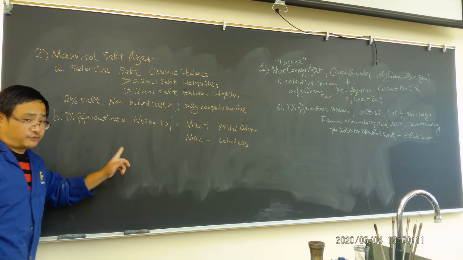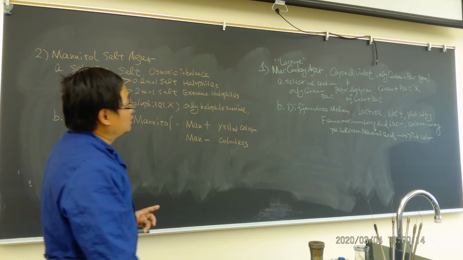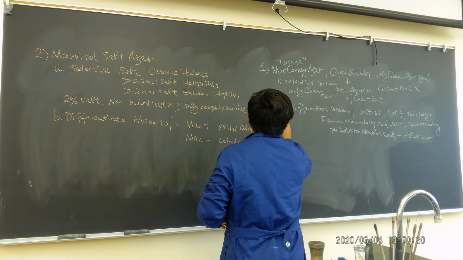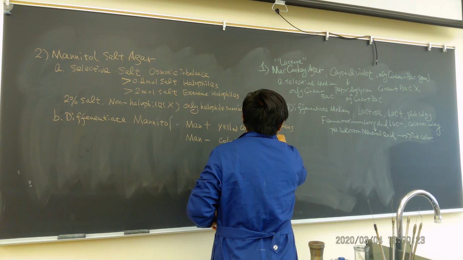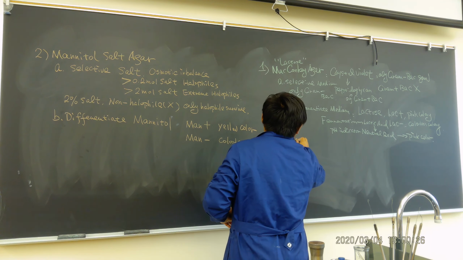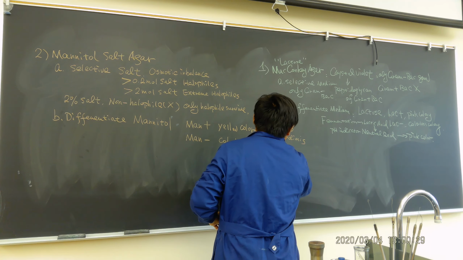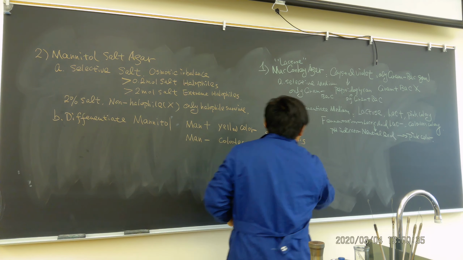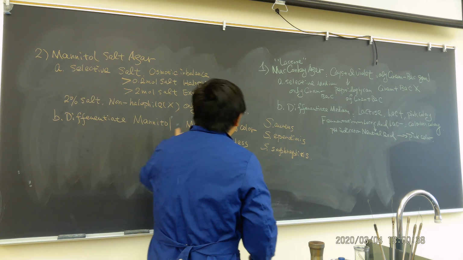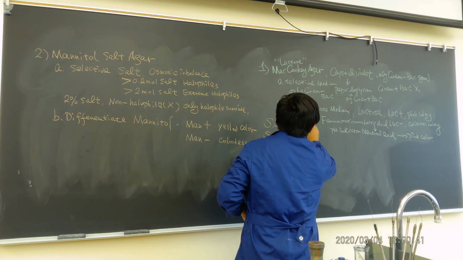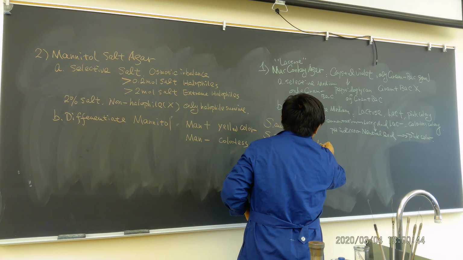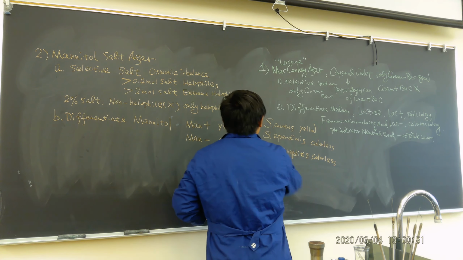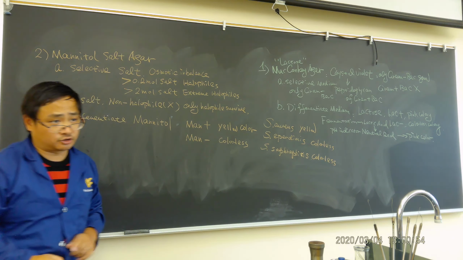Now, this medium is very important in the clinical area. Remember the three Staphylococcus we mentioned? Staphylococcus aureus, Staphylococcus epidermidis, and Staphylococcus saprophyticus. If you grow them on the mannitol salt agar, this will be yellow color. This will be colorless, and this will also be colorless, because only this one can do mannitol fermentation positive.